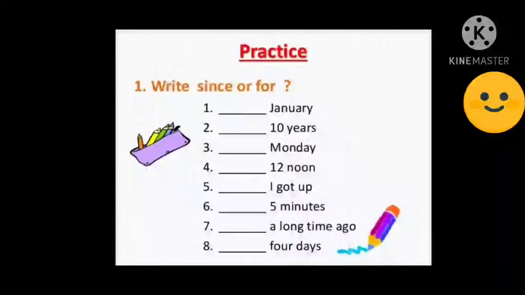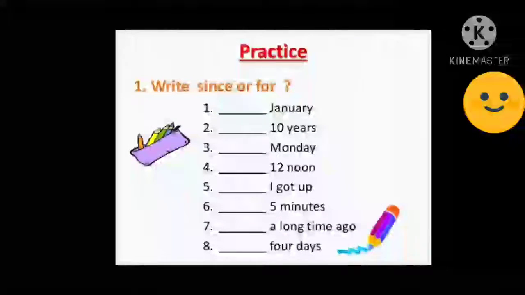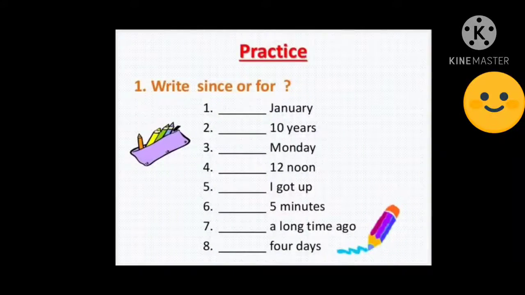And recalling the points that we have discussed, let us try to guess the answers here. January, so month name, so since January. For 10 years. Since Monday. Time period: 12, 2, 5, 10 time periods. So what? Since 12 noon. Since I got up. For 5 minutes. A long time ago. So a long time is there. It's very clear. For a long time. 4 days. 1 day, 2 days, 3 days, 4 days, and a particular time period is given. Period of time. So for 4 days.